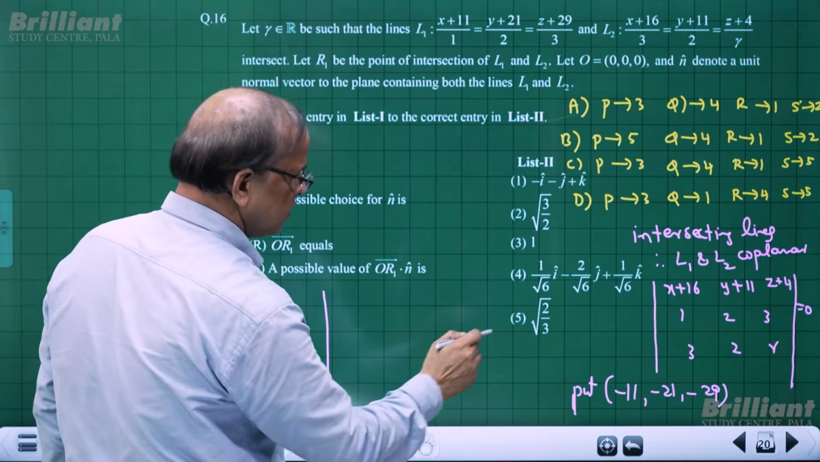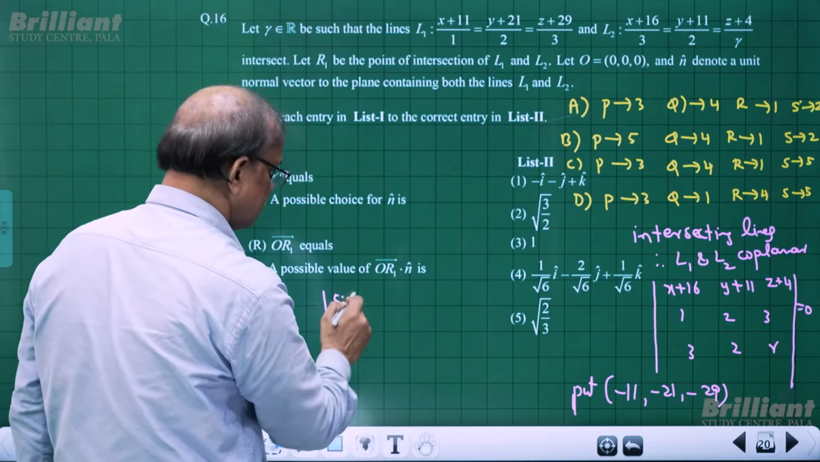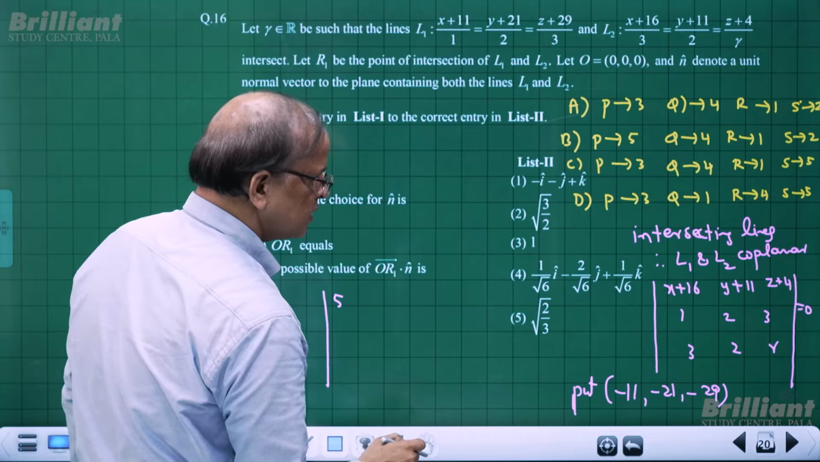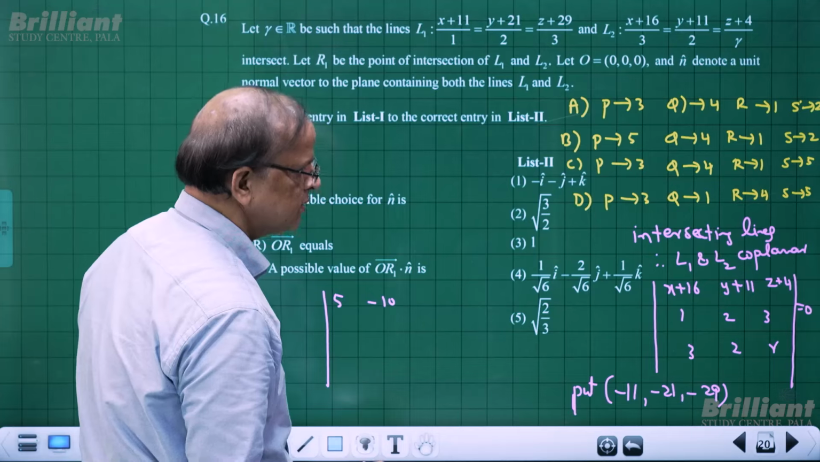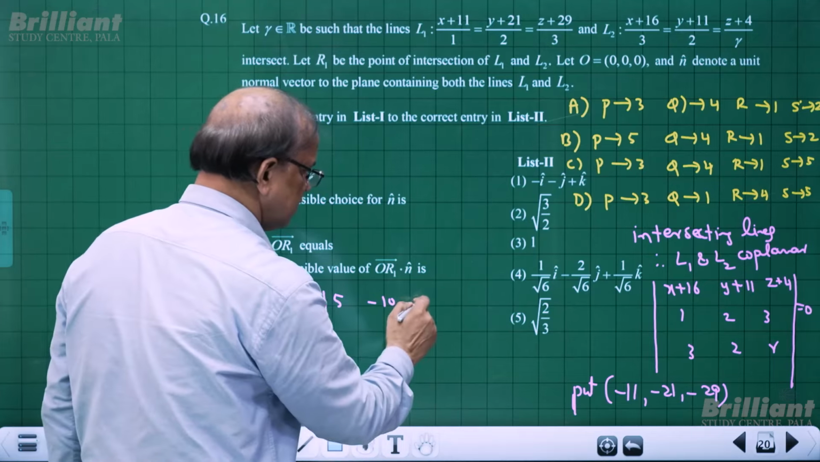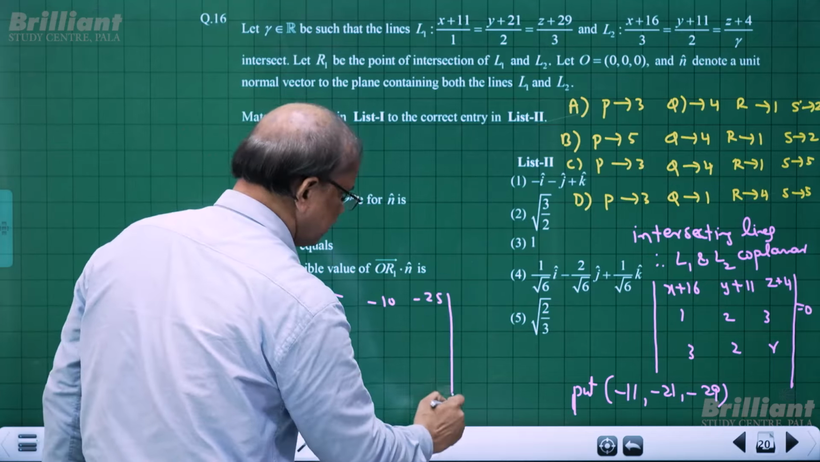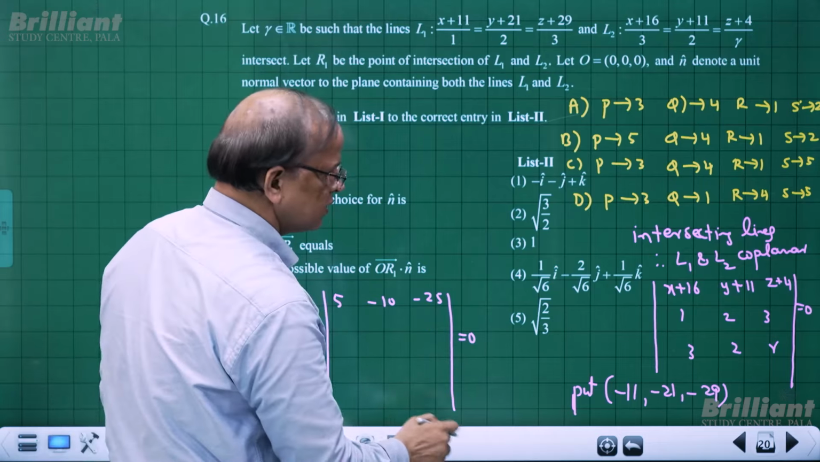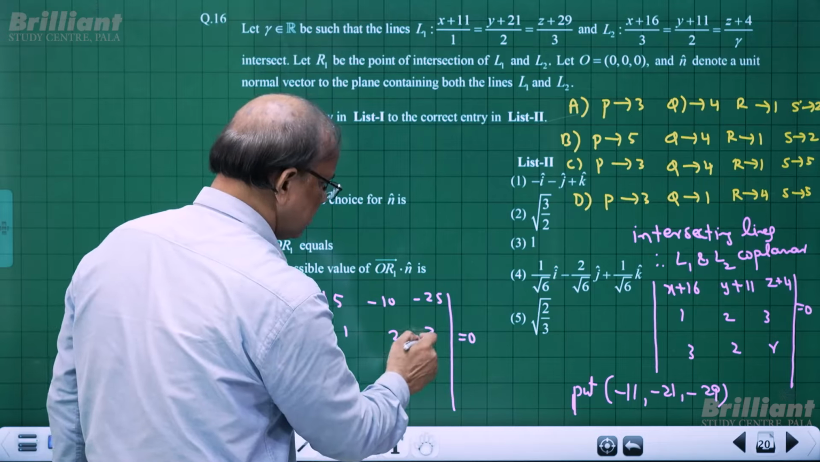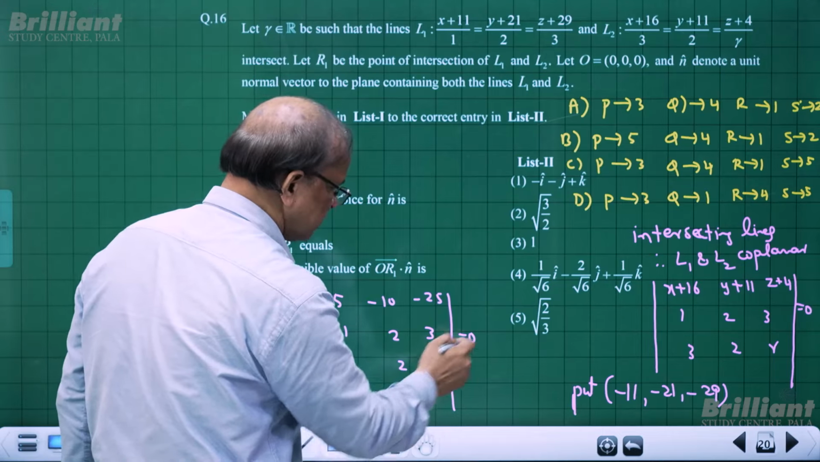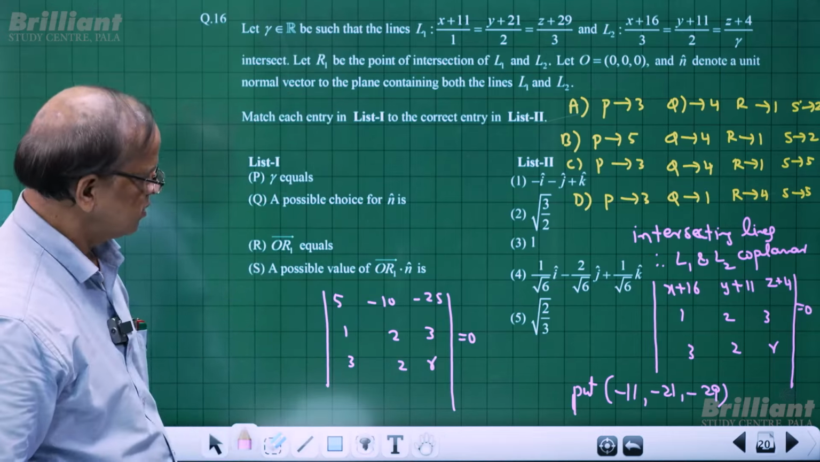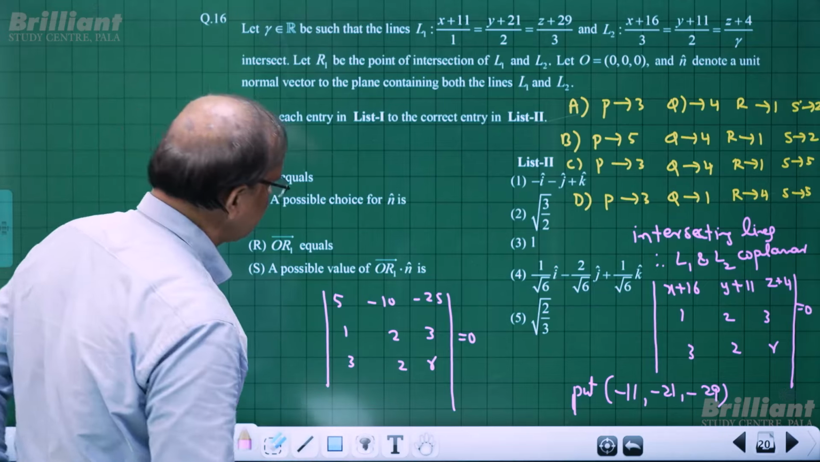this minus 21, this is what, 5, 11 minus 21 minus 10, minus 29 minus 25, right, with 1, 2, 3, then 3, 2 gamma. From this you will get the gamma value, okay. So, what is this gamma value?